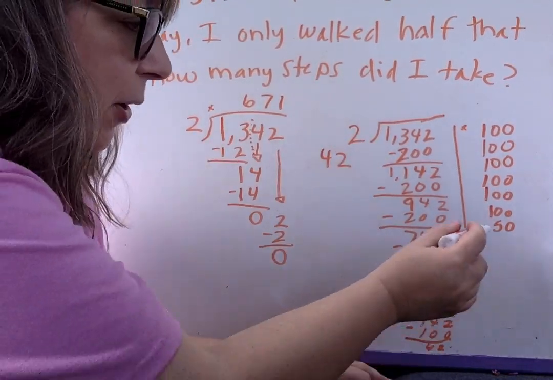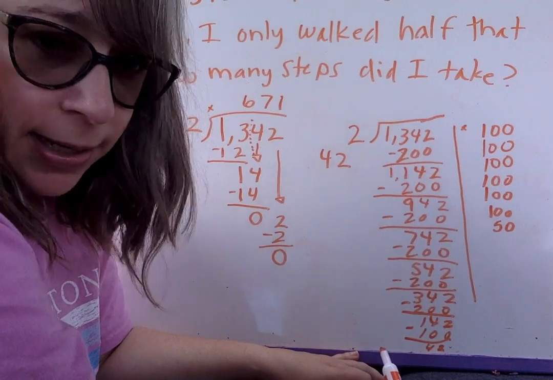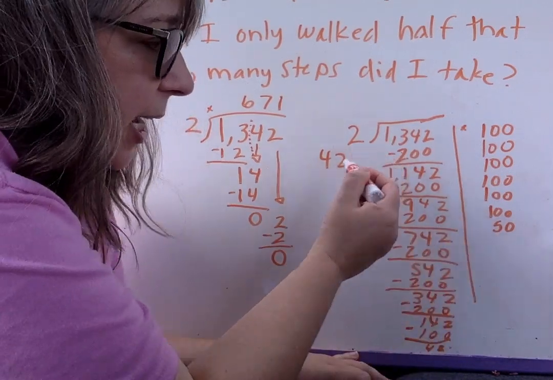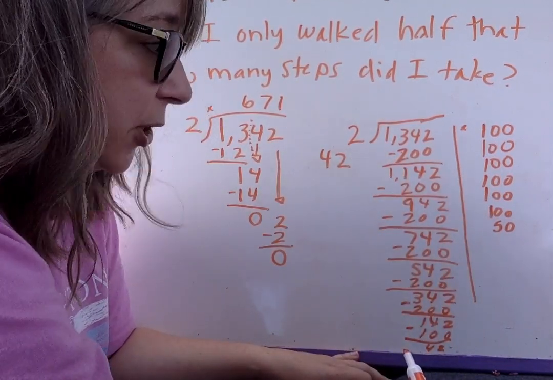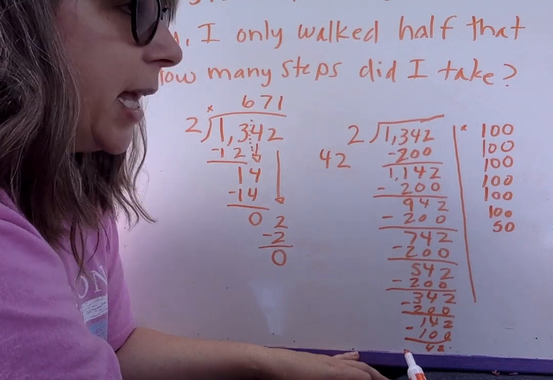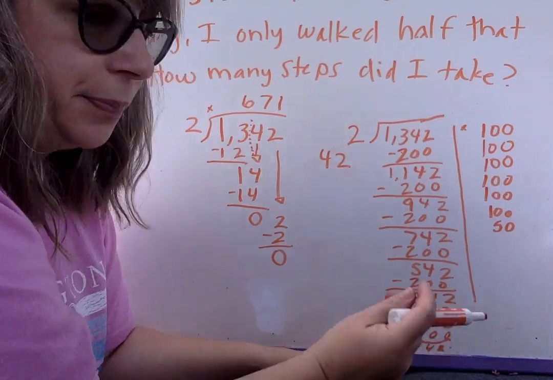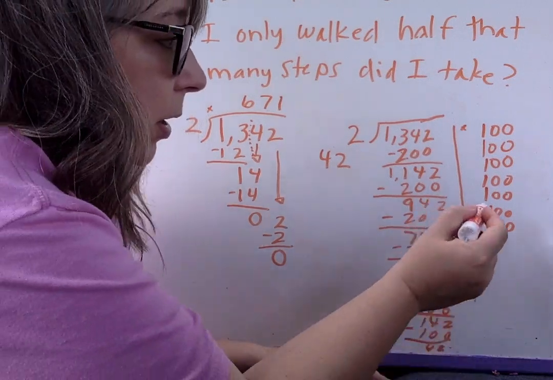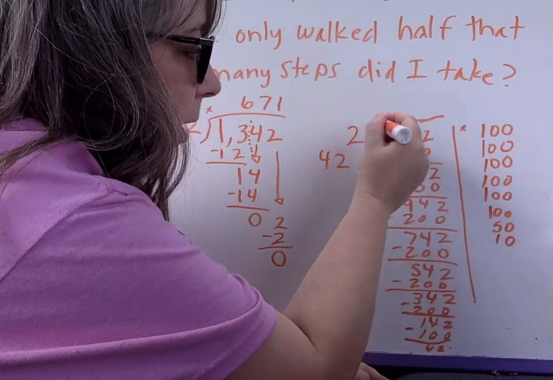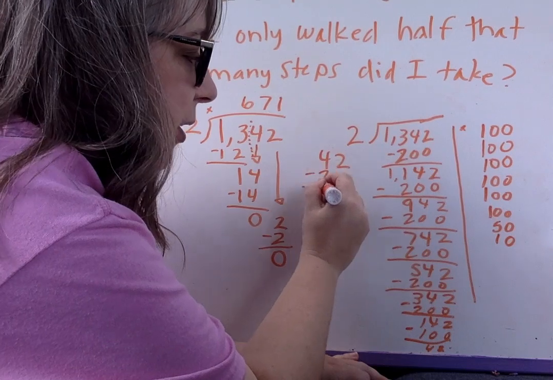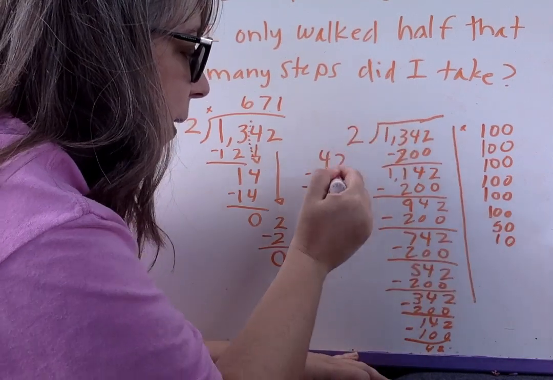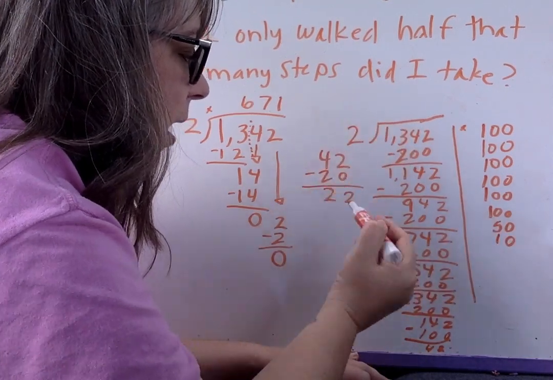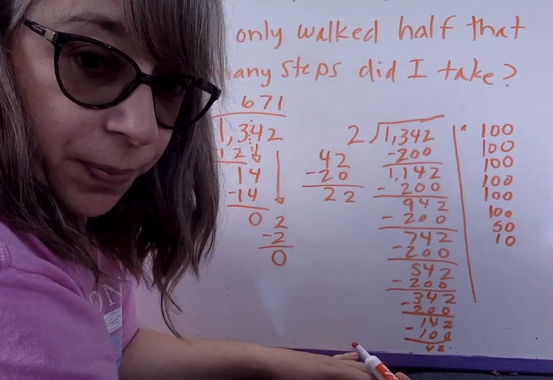Okay. Can we do 50? Can we multiply 50 times 100? No, we can't do that. That's going to be too much. So let's think in terms of... but we can do 10, right? So 10 times 2 is 20. So we're still just subtracting. 10 times 2 is 20. Oh, wow, we're all the way down to 22.